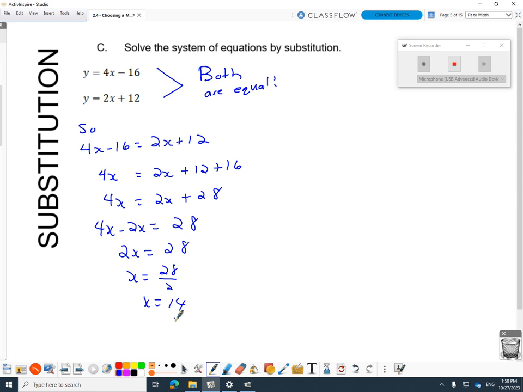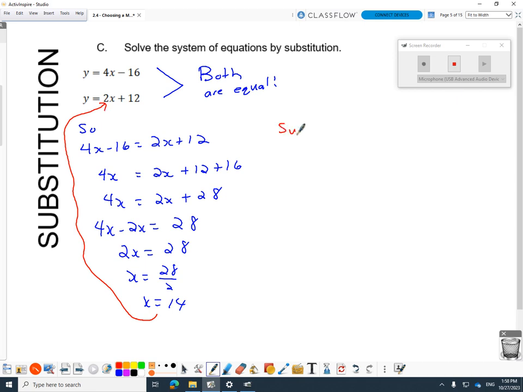But that's not all. I'm going to switch colors. Then take the 14 and sub it back into either one of these. I was talking to a couple people about this yesterday. Which one to sub into? It doesn't matter. You might make your life easier by choosing the right one. I chose the one that had no negatives in it. I'll write the fancy sentence.